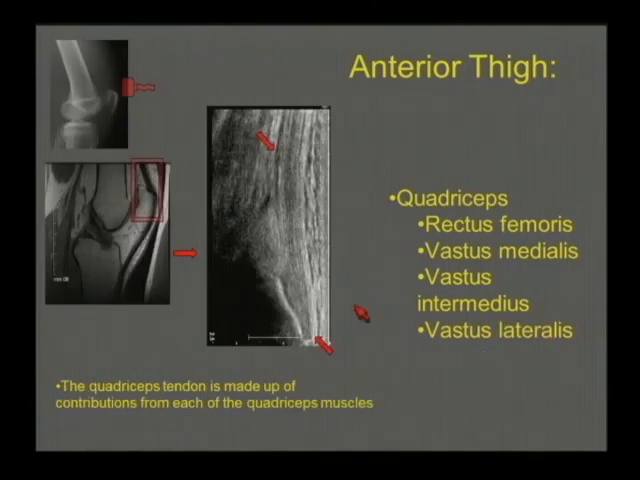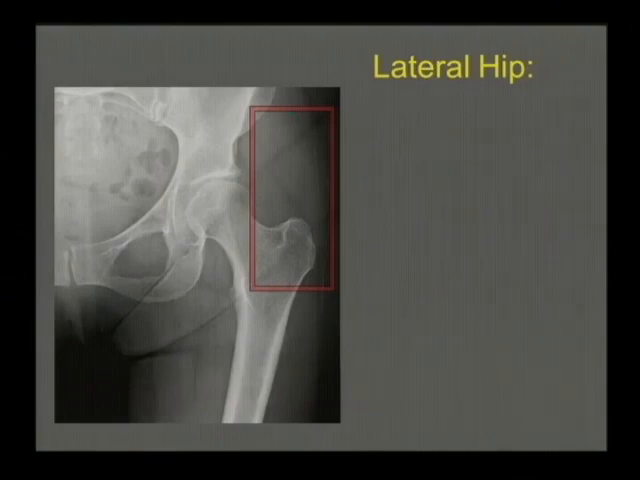As you follow those structures down to the superior margin of the patella, they all give their contributions to the patellar tendon. And the patellar tendon was covered earlier in the talk about the knee, so I'm not going to go into that, other than to say that you really want to follow those structures all the way through their distal extent to make sure that they're completely evaluated. All right, so from here I'm going to move to evaluation of the lateral hip.